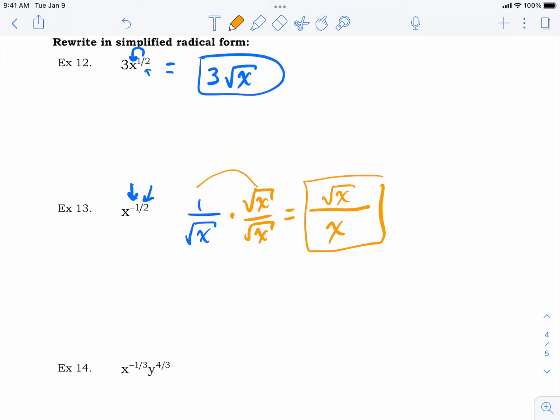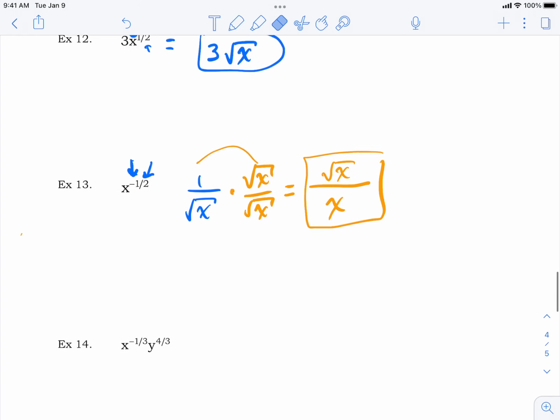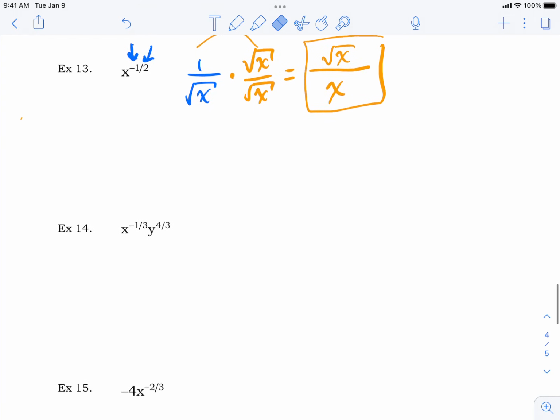But simplified radical form, remember there's the 6 criteria. You have to reduce. Well, there's 6 ways to reduce. This is one of the things you have to do. You have to make sure your denominator does not have a radical in it. It's called rationalizing the denominator. Okay, this one's slightly more involved.